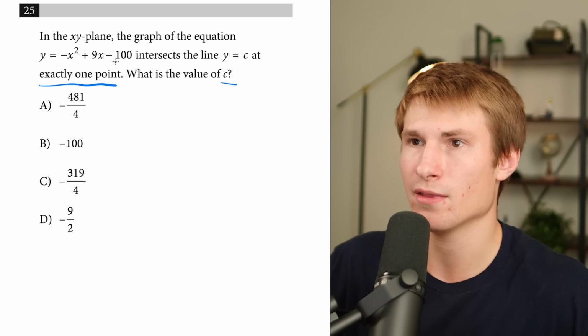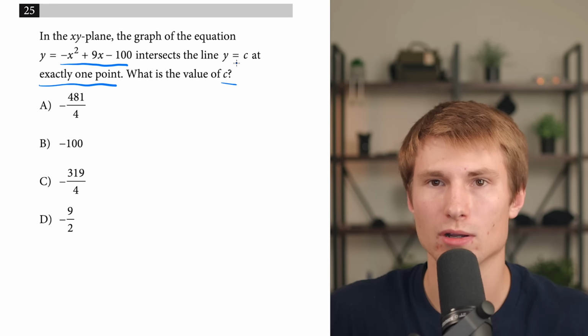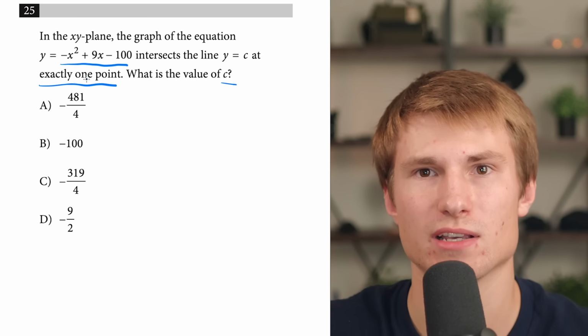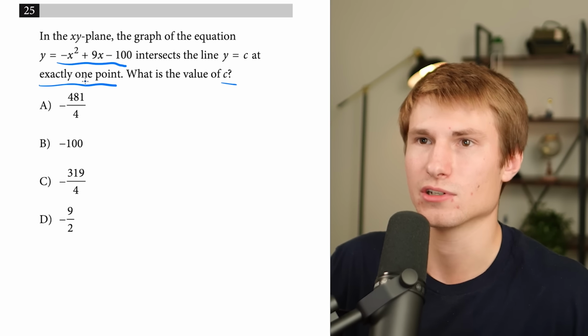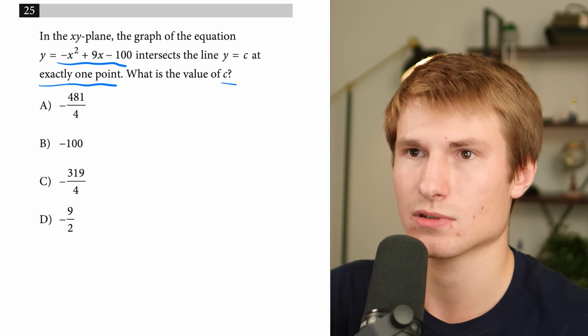Okay, so if we know that this quadratic is intersecting at exactly 1 point, in this case, this is actually a great question for Desmos. And the reason why I say that is it's not a super easy thing to factor this out. So I would literally just put this into Desmos. So let me go ahead and show Desmos.